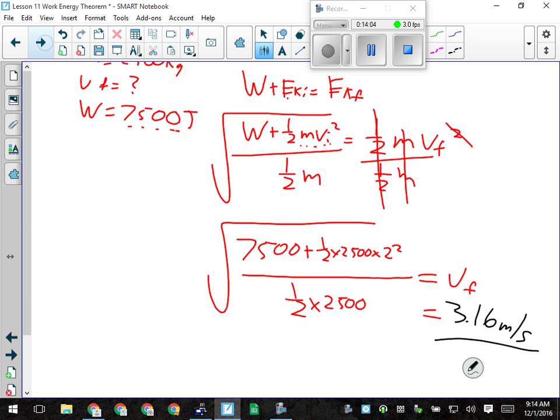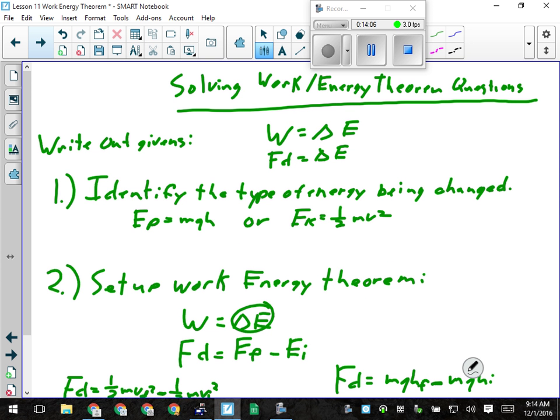All right, so steps here. I know sometimes people like to have a set of steps when they're first starting out. This isn't in your notes package, so you might want to write it down if you're a steps person. Solving work energy theorem questions involves first writing out the givens, and then identifying the type of energy being changed, and we've said that every time we've started a question: identify what kind. Is it potential energy? Then I'm dealing with MGH. Is it kinetic energy? Then I'm dealing with 1/2 MV squared.